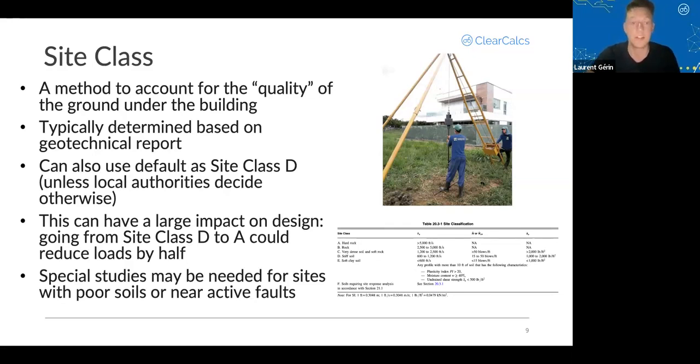So in some cases, especially if you're talking about a bigger building, when you've got hundreds of tons of steel or something like that going in, it's definitely worth looking at that site class investigation.